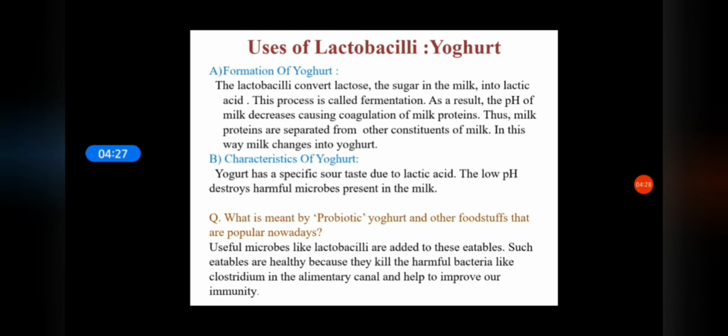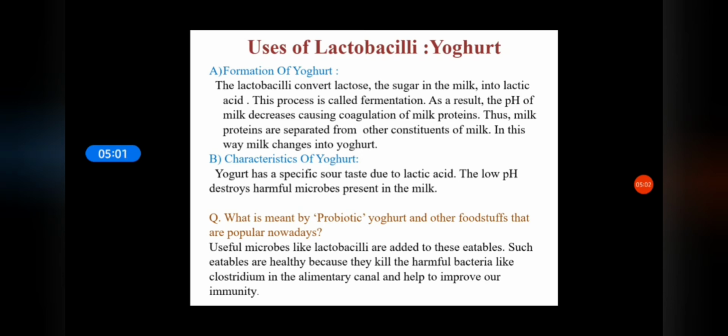The characteristics of yogurt are: yogurt has a specific sour taste due to lactic acid production. Yogurt has a low pH value which is helpful to kill or destroy harmful microbes present in the milk. And this is the only reason why doctors advise us to have yogurt or buttermilk if we have indigestion or abdominal discomfort. By using this application, a new term, probiotic, is popular nowadays.